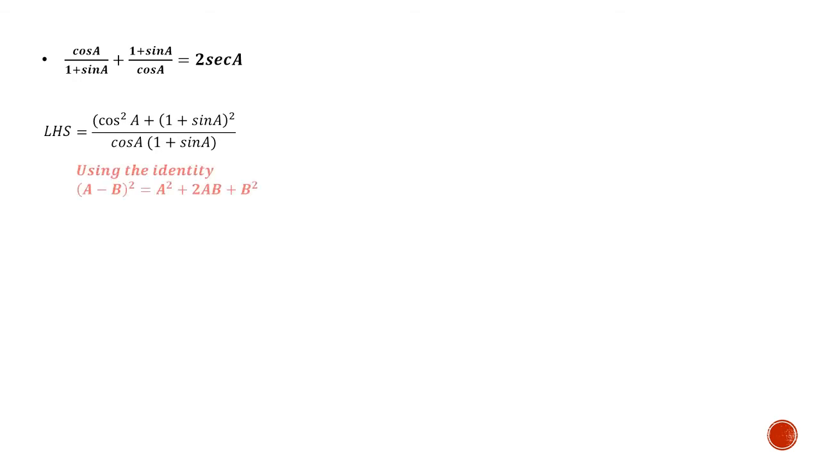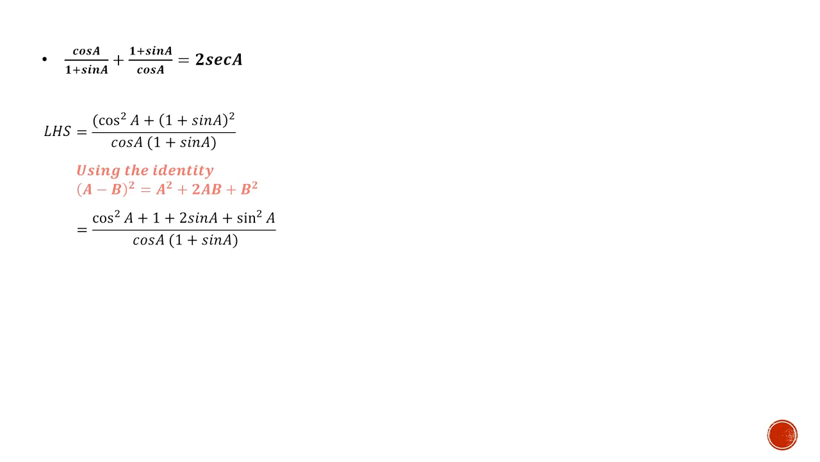Now here we have to once again prove that this ratio on the left hand side is equal to 2 times sec A. Let's see what we can do. First of all, we'll be taking as usual left hand side into consideration. I have already simplified the left hand side here by taking the LCM. So this is what I will be obtaining. Now using the identity once again for this 1 plus sine A whole square, we will be able to write it down in this way.